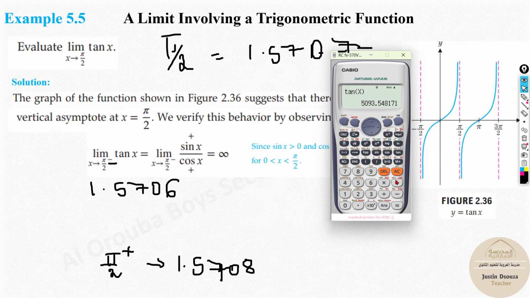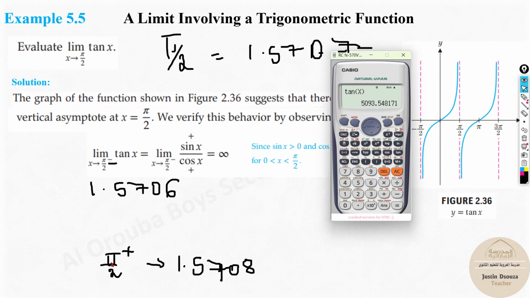5706. Okay, you can see the number. It's going towards infinity. It's very close to a huge number. Sorry, it's becoming a huge number. As I go very close to this number, it'll become more and more huge. That is what I wanted.